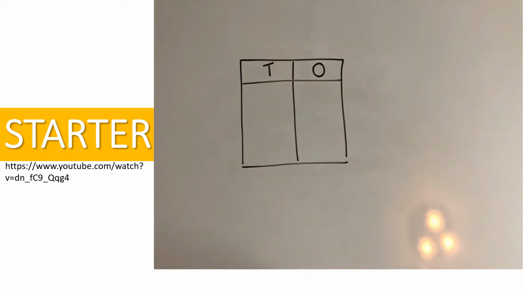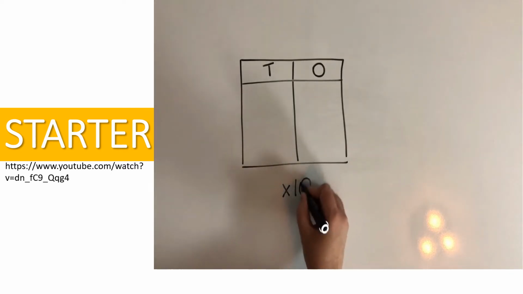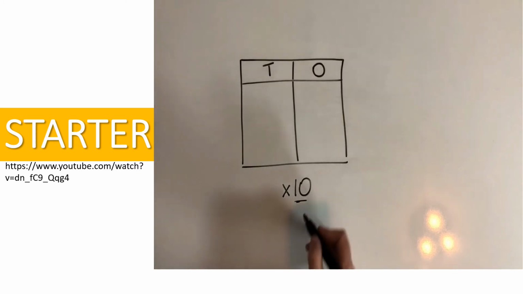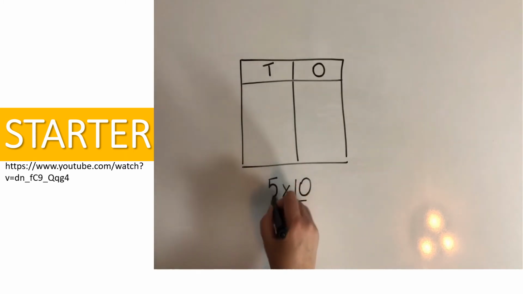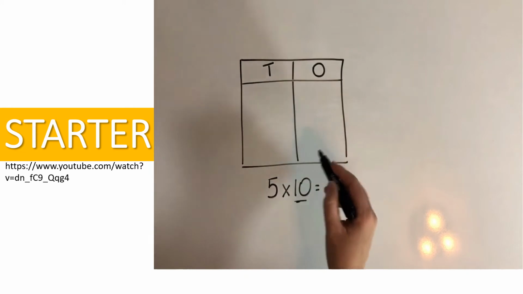Let's talk about multiplying by 10. So when we multiply by 10, it's really important to know what is happening to the number that we're multiplying. And what we do when we multiply something times 10 is we make it 10 times bigger. So if we are multiplying 5 times 10, we are going to make that 5 10 times bigger than it is. Now, when we make something 10 times bigger, we can imagine a place value chart like I've written here.